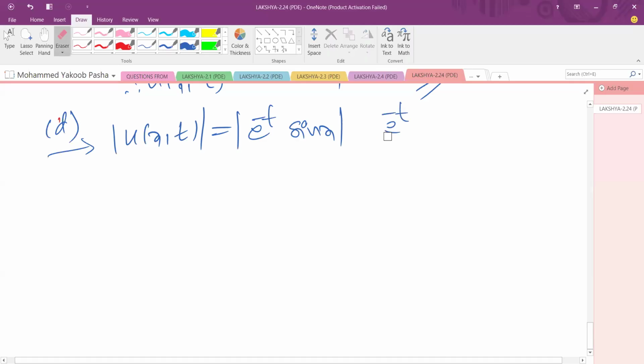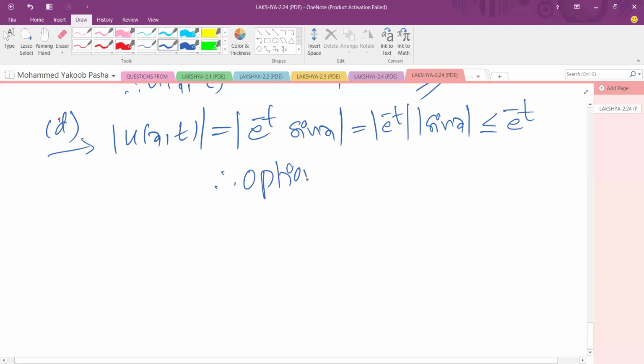Okay, in other words, I am writing one more step here. So this is equal to modulus of e power minus t into modulus of sin x, and the modulus of sin x is less than or equal to 1. So modulus of e power minus t becomes e power minus t only. So option D is correct. Option D is correct. Okay, clear?